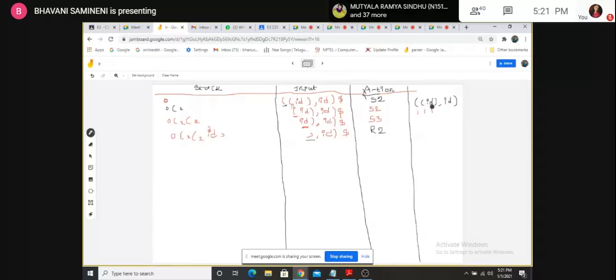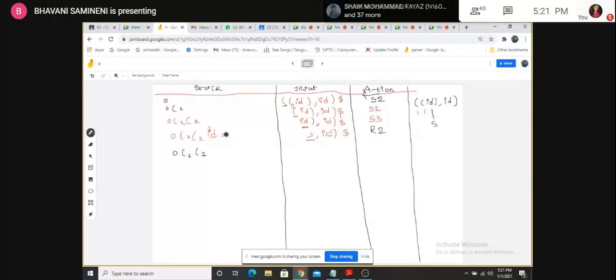This ID is a handle. We have found some handle here. Handle is ID. ID is matching with this part. Now I am reducing ID to S. That's the meaning. From the topmost symbol of the stack, you have to pop the symbol. Which part is the handle? That handle you have to pop from the stack. In place of that handle, you have to push the leftmost variable. Clear? So now 0, open parenthesis, 2, open parenthesis, 2.